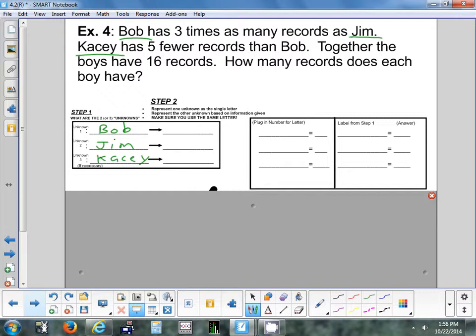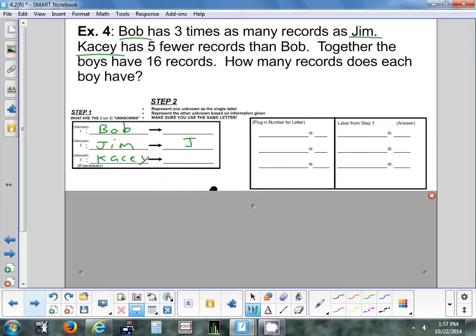Now I want you to start just by reading the first sentence. Forget anything that comes after that. Bob has 3 times as many as Jim. Who gets the single letter? Jim. How do you know it's Jim? He's at the end of the first sentence.